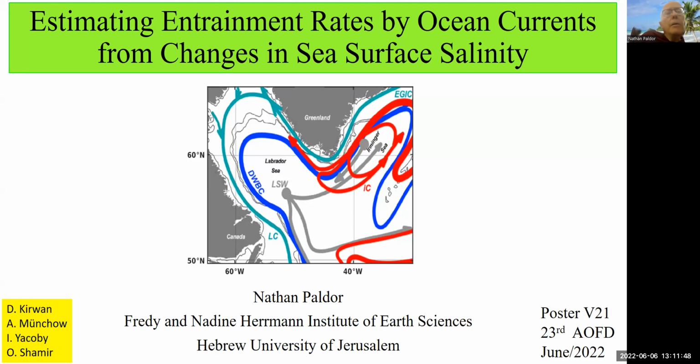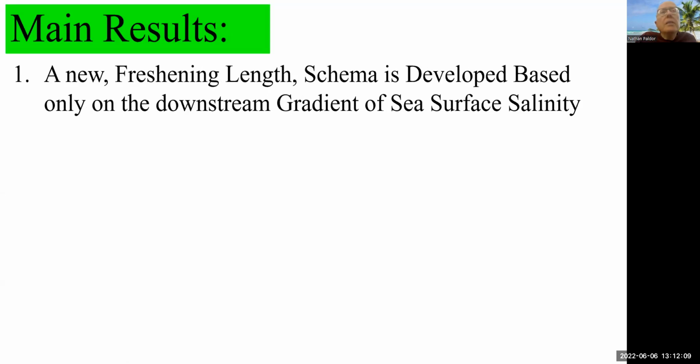Hi guys, it's a short talk on poster session V21, and what I'm going to tell you about is estimating entrainment rates by ocean currents based solely on changes in sea surface salinity. As an example, we're going to use the Irminger Current. Let me start off by telling you the results.